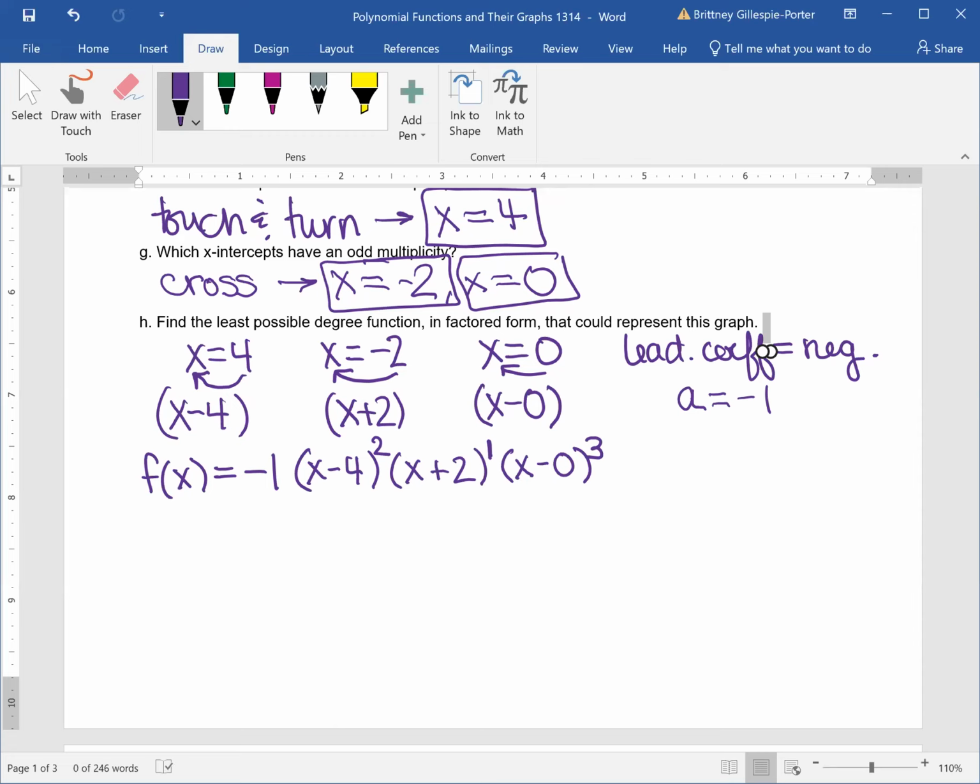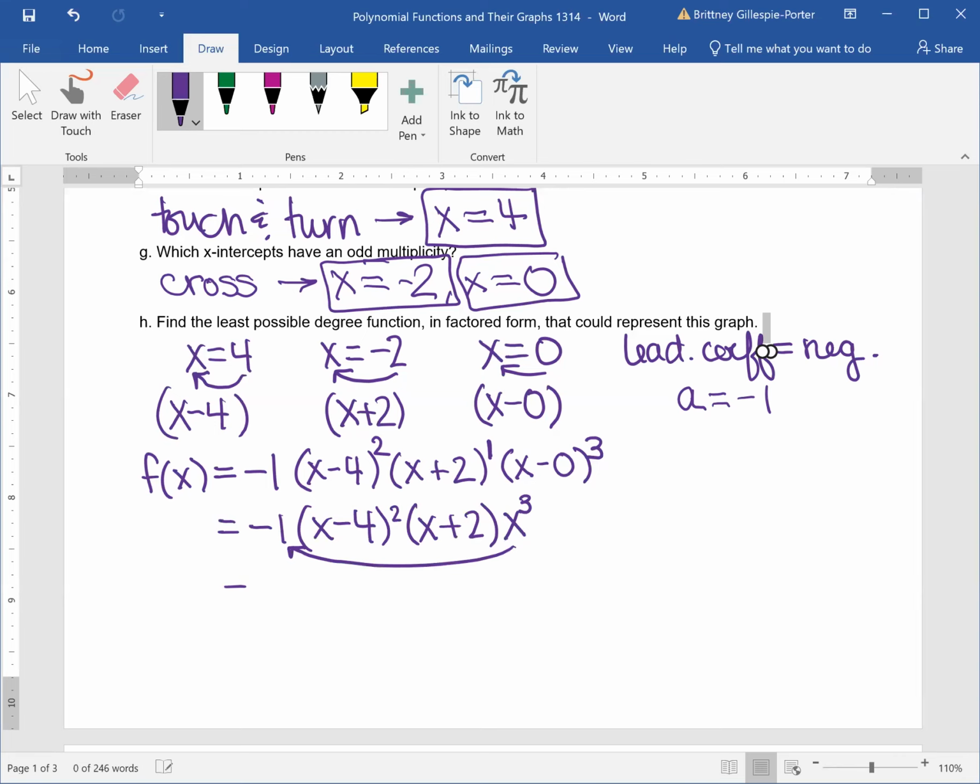Now we can clean this up a little bit. The -1 times the x minus 4 squared is fine. The x plus 2, if you want to leave the 1, you can. But this whole x minus 0 thing is weird. X minus 0 is just x. And then we have our q. And then the mathematician in me really doesn't like just having our x cubed by itself at the end. So I'm just going to move that guy right on up.